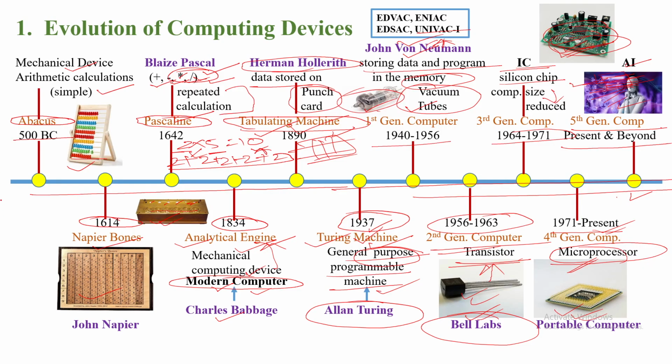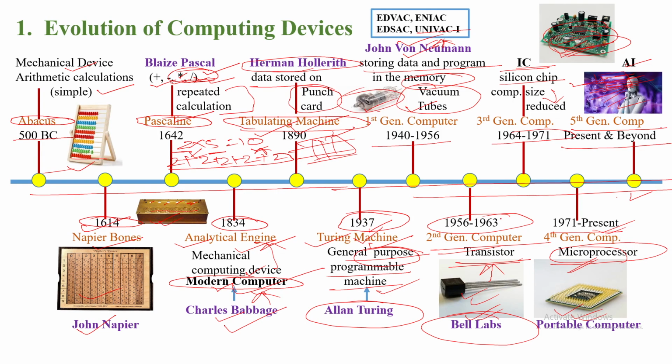Abacus: simple arithmetic calculations, just addition and subtraction, no multiplication, no division. Then Napier's bones, who gave it? John Napier. Then the Pascaline, who gave it? Blaise Pascal. Here we can also do repeated calculations through addition and subtraction, as well as multiplication and division. Then the analytical engine, who gave it? Charles Babbage. From here we started toward the modern computer.